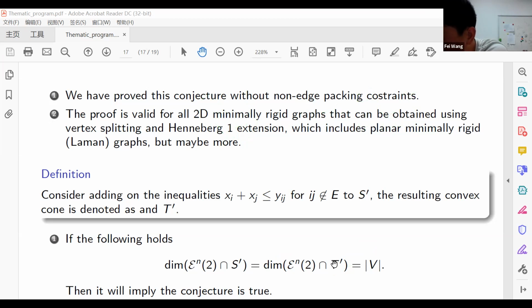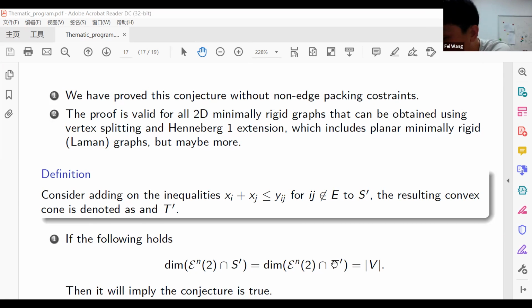So basically, we have proved this generic radius packing conjecture without the non-edge packing constraint. That means if we allow the circles on the non-edge set to overlap, then this is true. In fact, this proof is valid for all the 2D minimal rigid graphs that can be obtained using vertex splitting and Henneberg-1 extension, which includes the planar rigid Lemon graphs, but maybe more.